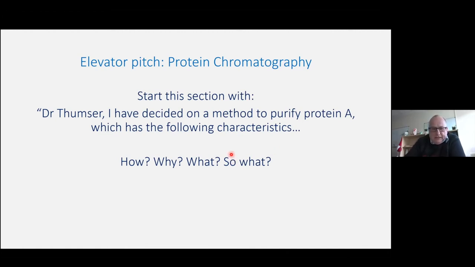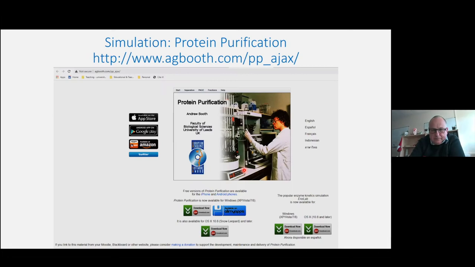So the things that I did was I gave them this as a starting point in their report. I've decided to do a method to purify protein X, and I'll come back to that protein X in a bit. So the advice was that they need to talk about how, why, what, so what, and they've got 200 words to do that. The reason I said 200 words is elevator pitch is about 3 minutes. So they had to think a little bit laterally in some ways in doing this. They were allowed to put in diagrams. So that was in addition to the word count.